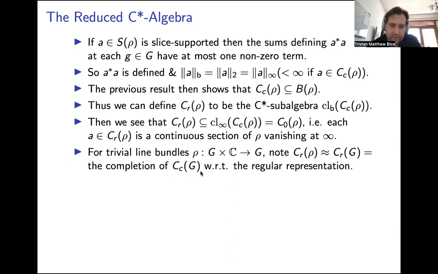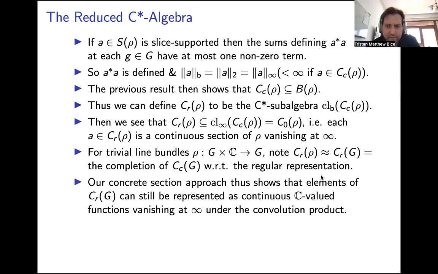The downside of doing things in that way was that we didn't really know what these more general elements in the completion really were. I mean, they're operators, definitely. They were operators on this Hilbert space, but we didn't have any idea of whether they also corresponded to any kinds of continuous functions. But the way we've been doing things in this lecture, even though it took us a bit longer to finally get the result we wanted, the end result was that we do still realize even these more general elements in the completion as concrete, continuous, complex valued functions vanishing at infinity, where the product is again still the convolution product.